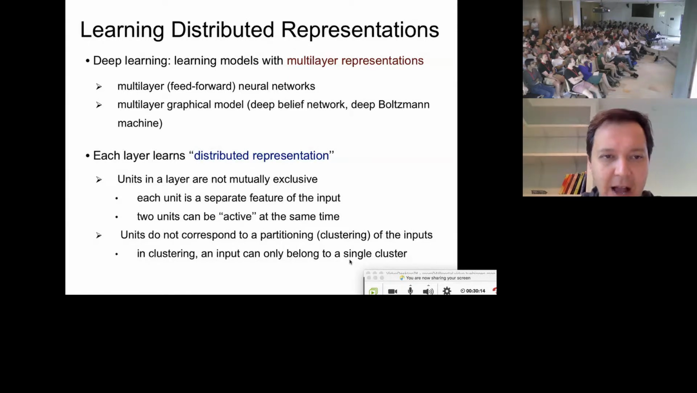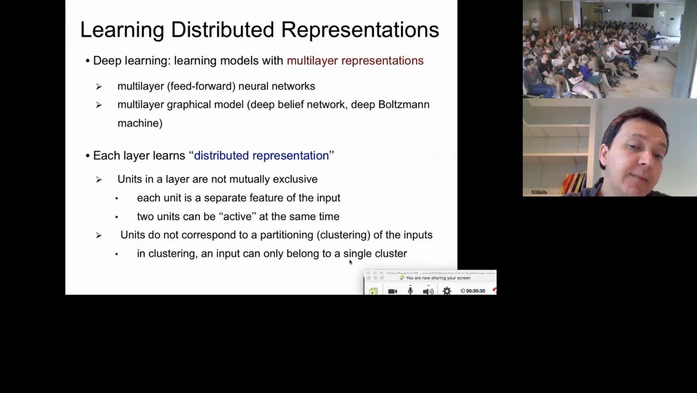Each layer would learn something that's called distributed representation. What that means is that units in every single layer are not mutually exclusive. So each unit is a separate feature of the input, and two units can be active at the same time. And this is very different from some of the other techniques. For example, this is very different from partitioning or clustering the inputs, right? So, for example, in clustering, an input can belong to a single cluster, right?